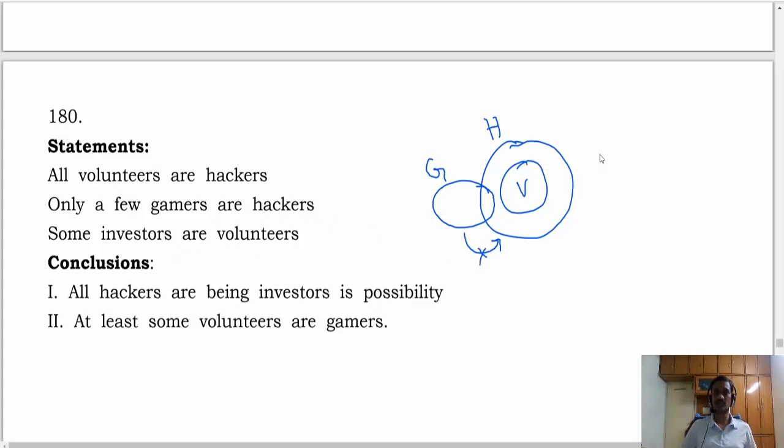Some investors are volunteers. First one, all hackers are investors is a possibility. Hackers can be inside investors, we can write it like this, right? Hence it is possible. And some volunteers are gamers. Volunteers and gamers have no intersection as of now. Here it is a possibility, not a definite conclusion. Hence it does not follow. Only one follows, 180 choice.